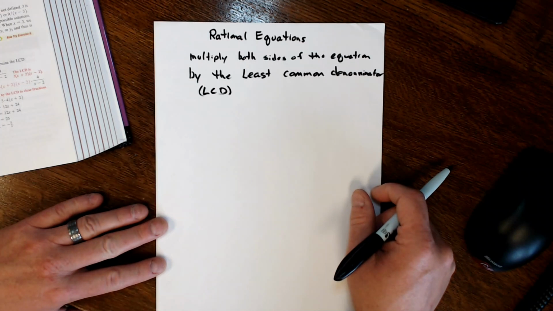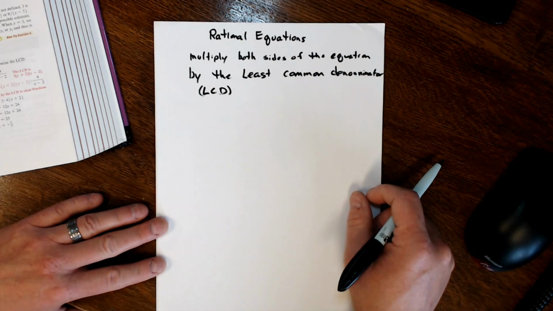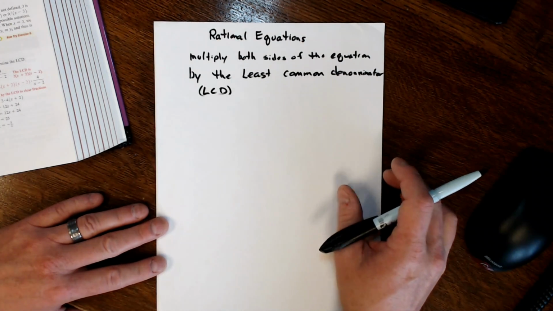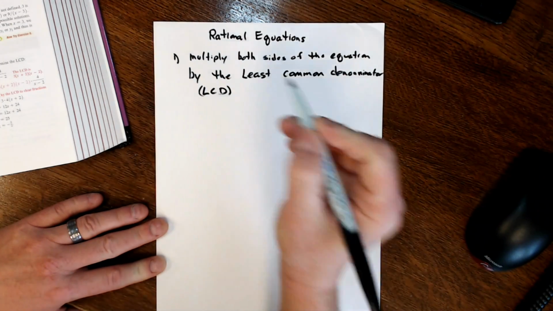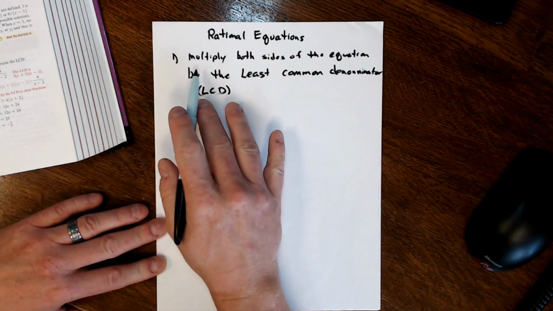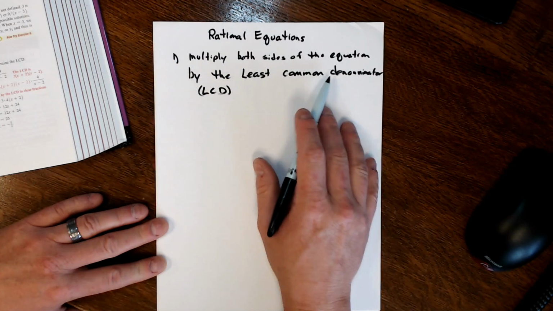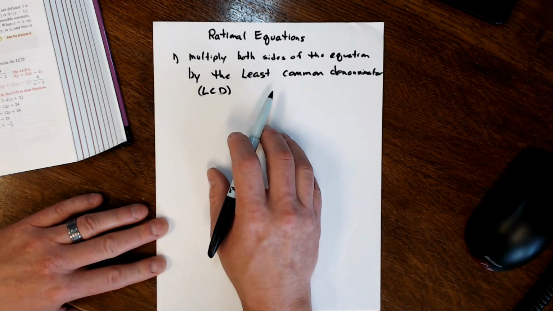In this video, we're going to talk about how to solve rational equations. Rational equations are those equations that have fractions in them, and the variable can be in the numerator or the denominator or both. The thing that you want to do when you're doing rational equations is you want to multiply both sides of the equation by the least common denominator.